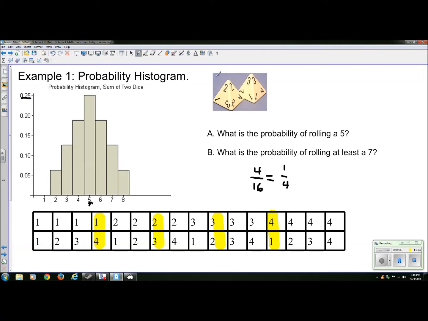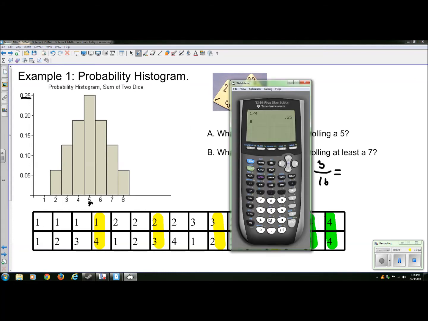So, alright, what's the probability of rolling at least a 7? Well, we can again look back through the outcomes that we have here. Which ones add up to at least a 7? 3 plus 4 is a 7. 4 plus 3 is a 7. 4 plus 4 is an 8, so those all count. So that's 3/16. 3 divided by 16, we get 0.1875.